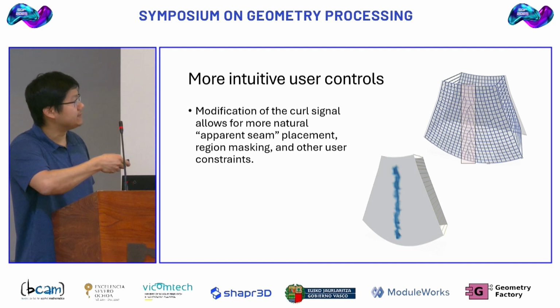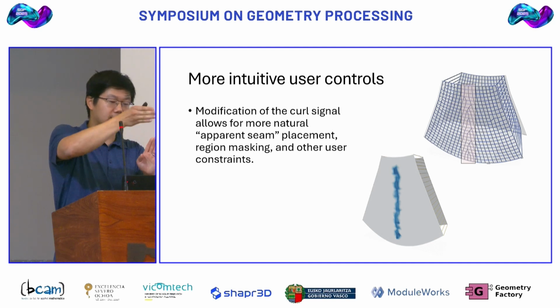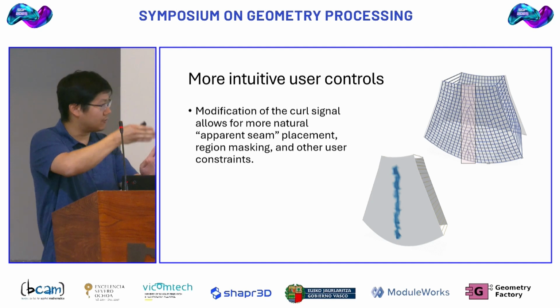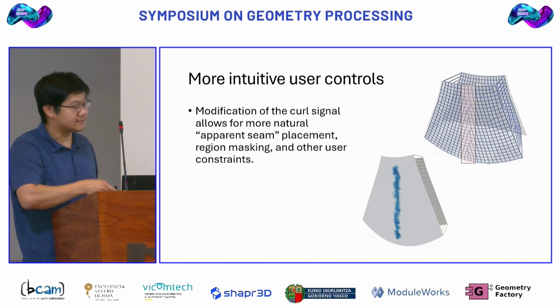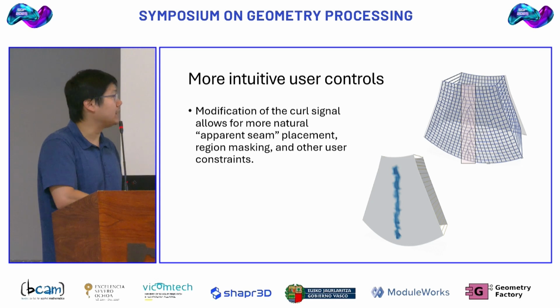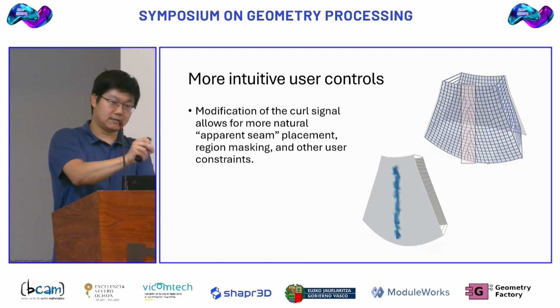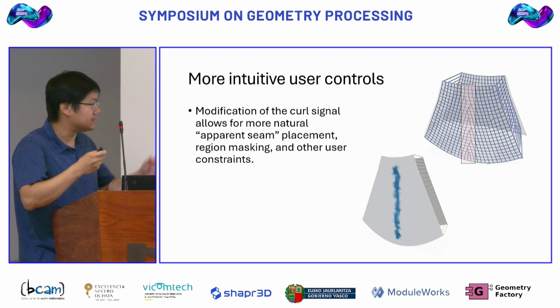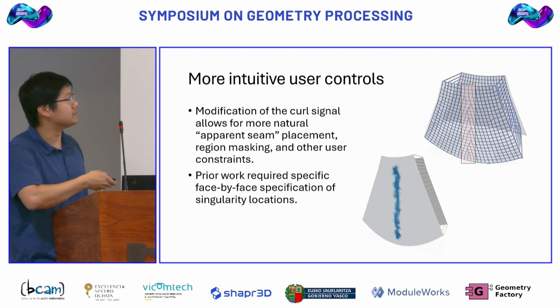Similarly, there are these apparent seams which come about when you place lots of increases or decreases in a row, or maybe a bunch of short rows next to each other. Previously, you would need to specify this individually, point by point. But if you just amp up the curl measure along that region, the optimization will naturally place singularities in reasonable places, or it'll achieve some sort of reasonable distribution.